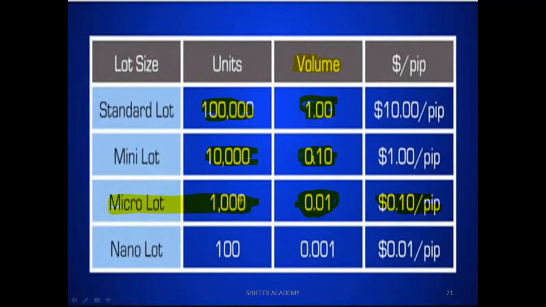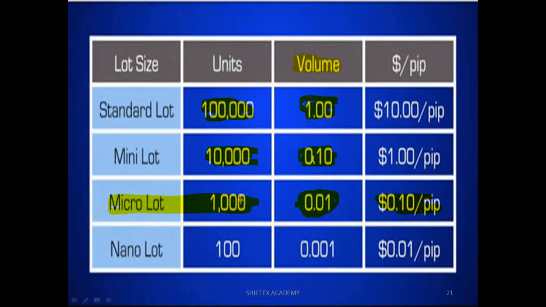How about if the trader is using the mini lot size? If you're using one mini lot size, every pip that goes your direction will give you $1. Every pip that goes against you will give you minus $1. If the market goes for you by 100 pips, you make $100. If the market goes against you by 100 pips, you lose $100. That's the implication of using the mini lot size.